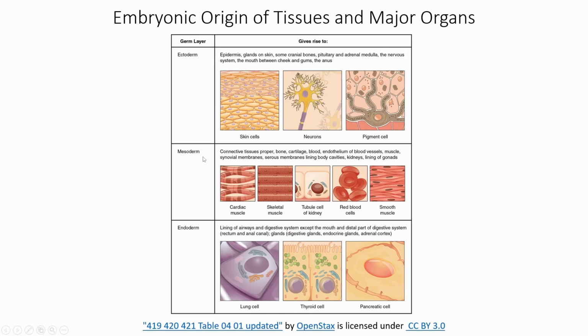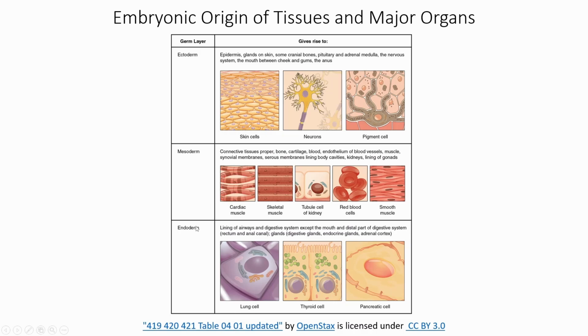If you're a mesoderm cell, you become what I would call the guts, right? The meats and potatoes of the human body. So the connective tissues, bone, cartilage, blood, the inner lining of blood vessels, muscle, the joints, right? The membranes in the body cavities, the kidneys, the lining of the gonads. So when you're thinking of your guts, that is the mesoderm.